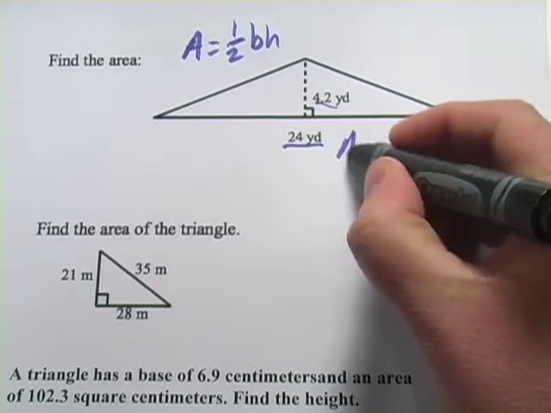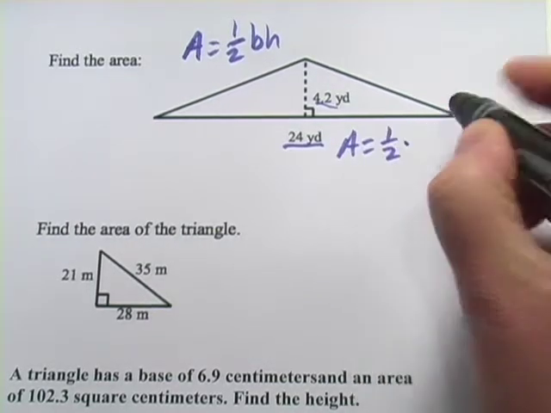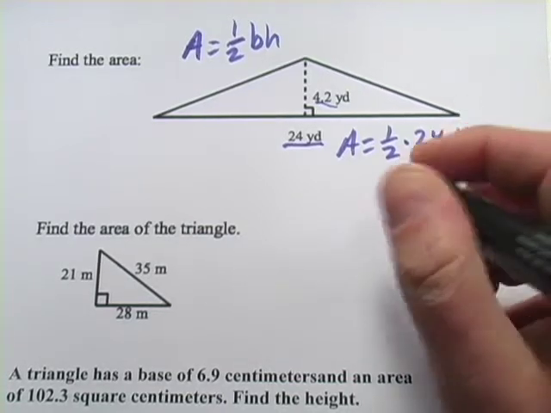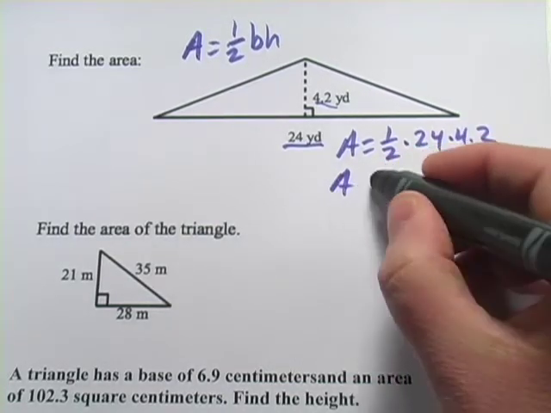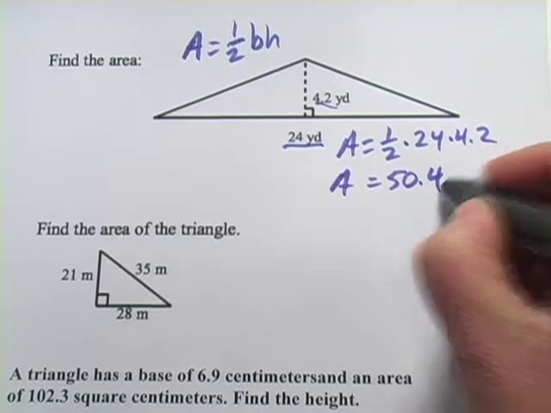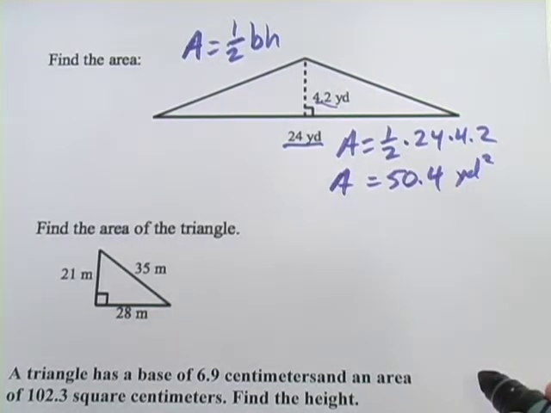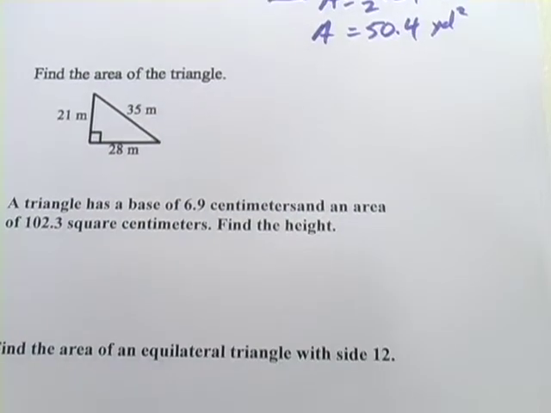Calculating this is pretty easy. Area equals 1/2 times 24 times 4.2. If you plug that in your calculator, I think you'll get 50.4, and our units are yards, and since this is area, that would be square yards. Let's look at a slightly trickier one.